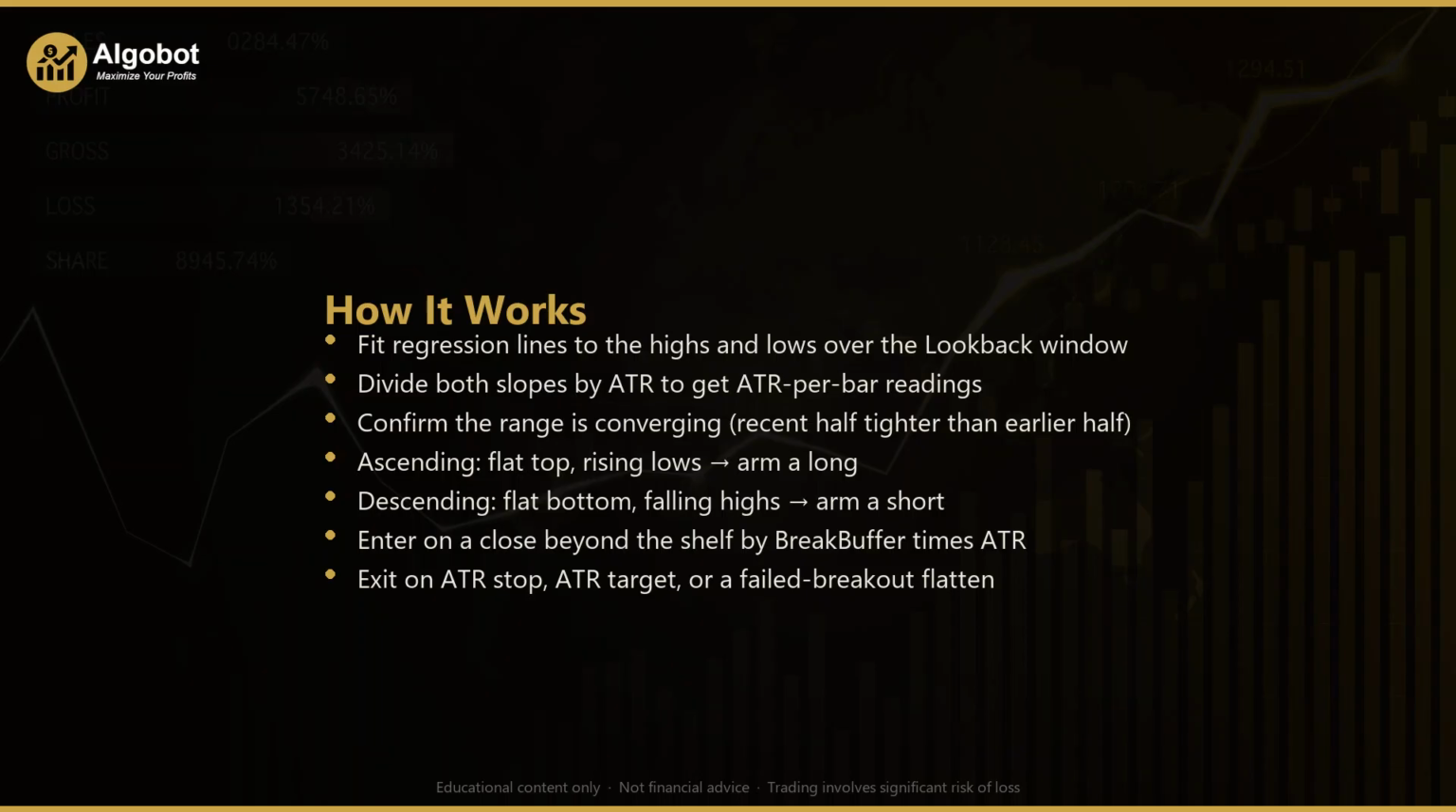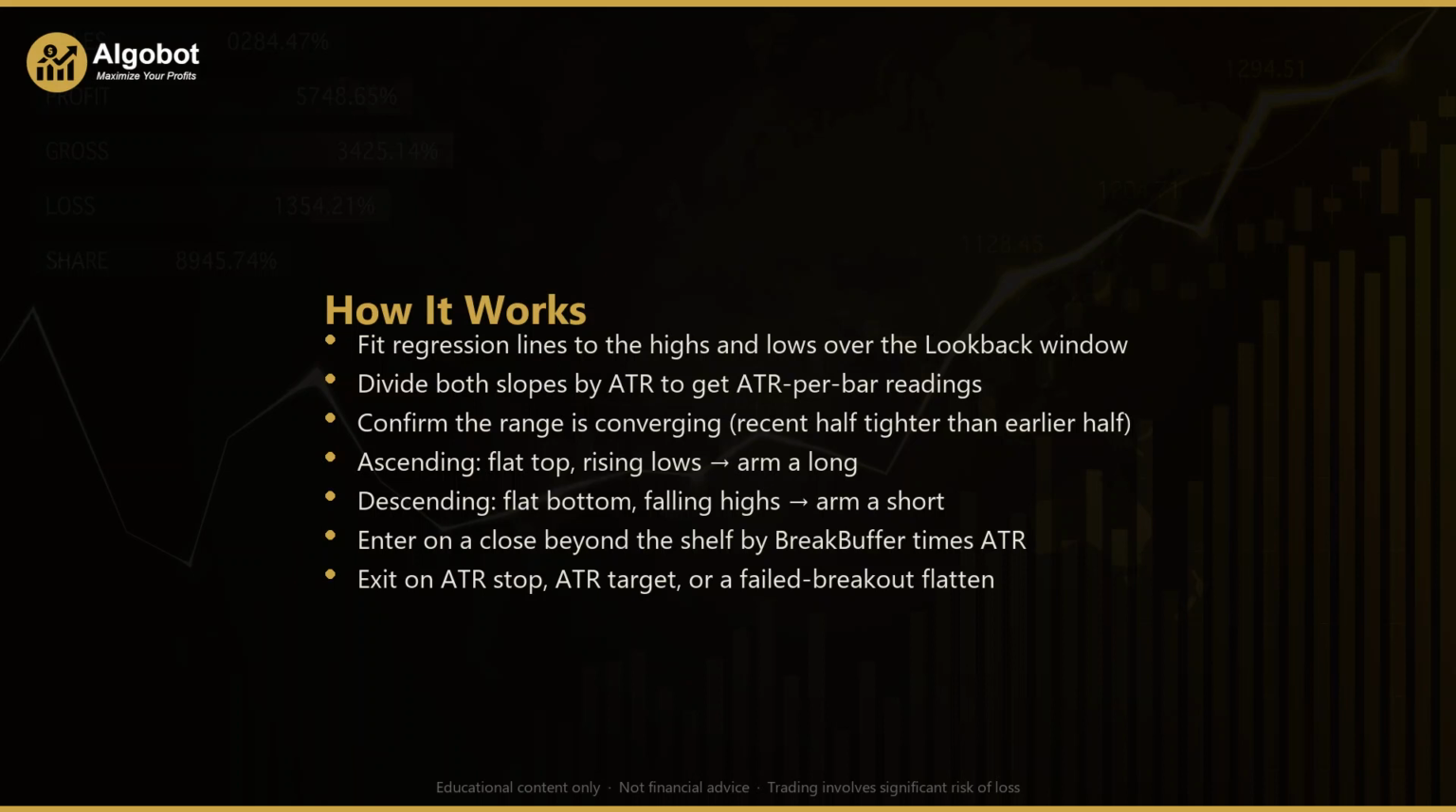Risk control is handled with ATR. When a long is opened, the stop is placed ATR stop multiple times ATR below entry, and the target ATR target multiple times ATR above, and the short mirrors that. With the defaults of 1.5 and 2.5, the target sits further away than the stop.